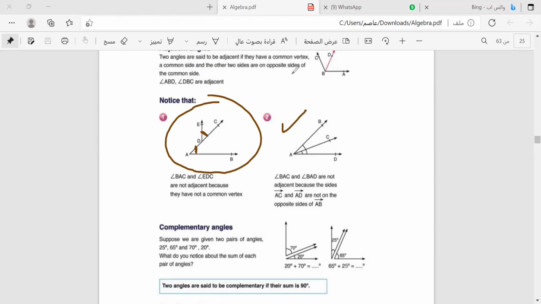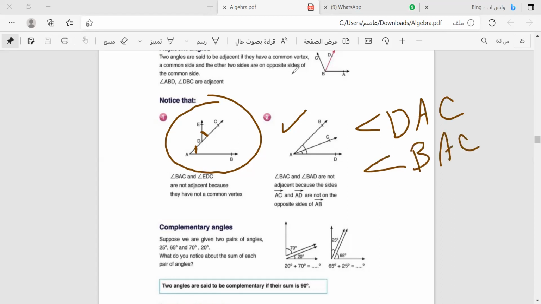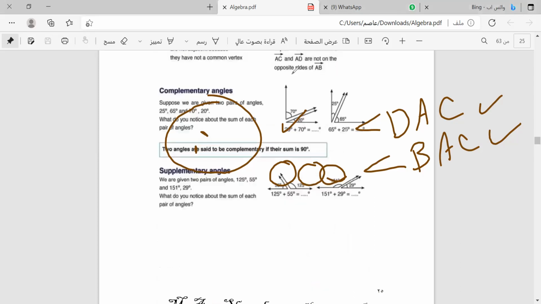In the second figure, which is number 2, are angle BAC and angle BAD adjacent? No, because the common side is on one side, the two sides overlap. مش هينفع. انما لو انا قلت مين ومين؟ دي AD and AC، و BAC. دول adjacent. انما BAC and BAD are not adjacent.